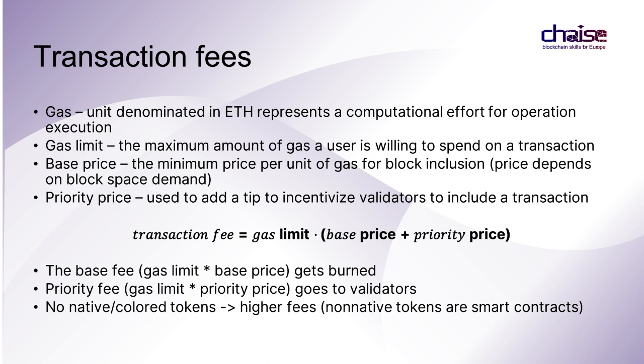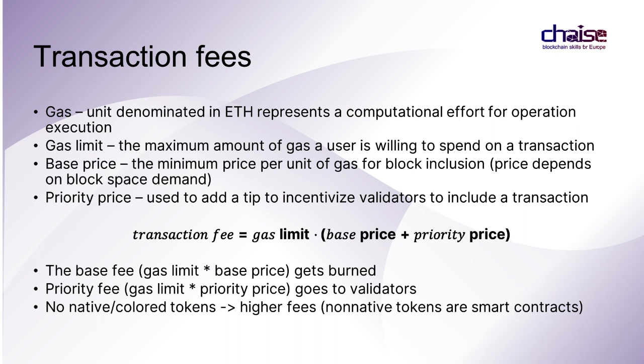The maximum amount of gas a user is willing to spend on a transaction is the gas limit. If the specified limit is higher than the actual consumed amount, the rest is returned to the user, but if it's lower, the transaction will fail. The price of gas units is denominated in ETH. The base price is the minimum price per gas unit for the transaction to be included in the next block. The price depends on block space demand.